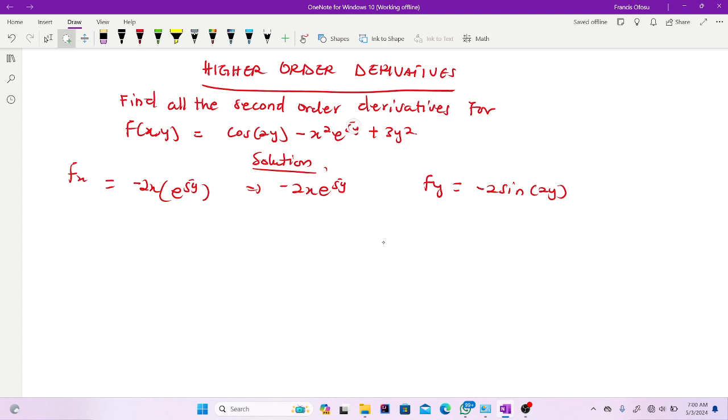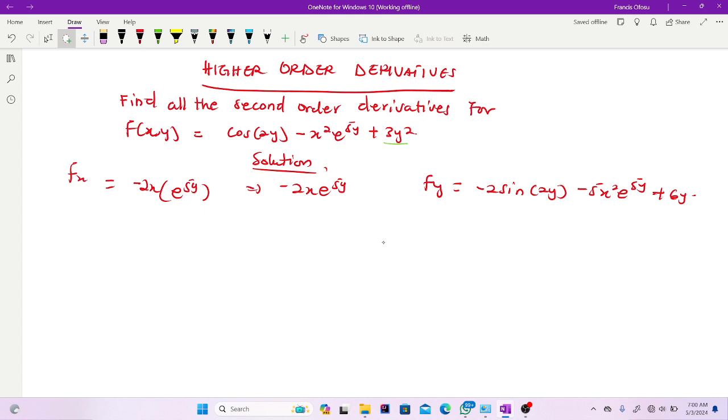Differentiating the power with respect to y, I'll get 5. So minus 5 times the entire expression, e to the power 5y. Then finally, the last expression I have here gives me 6y. So I'll get plus 6y. This is fy.